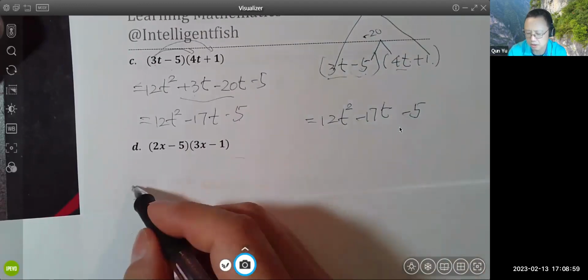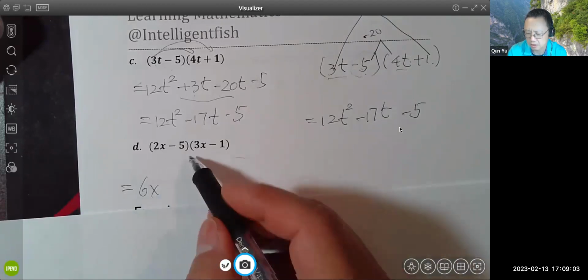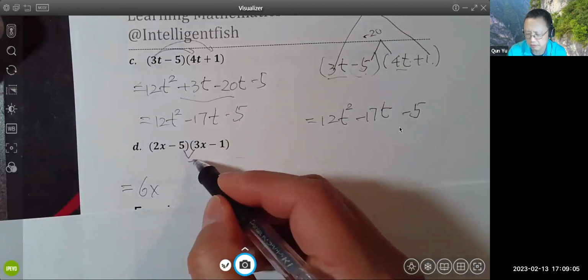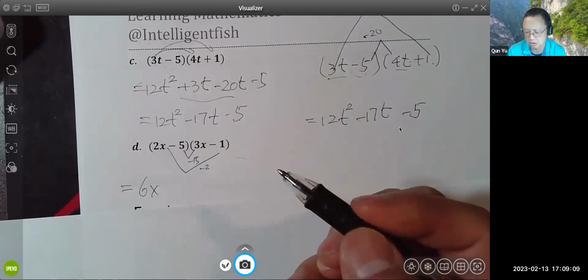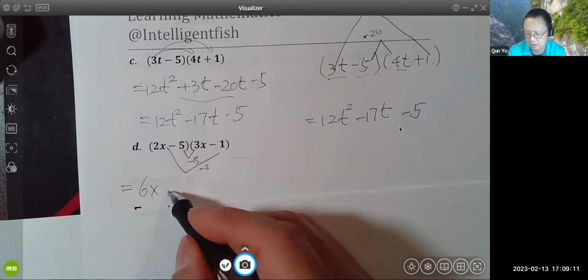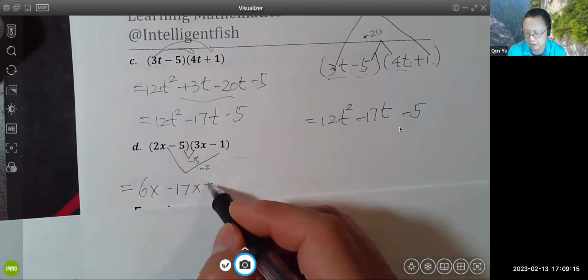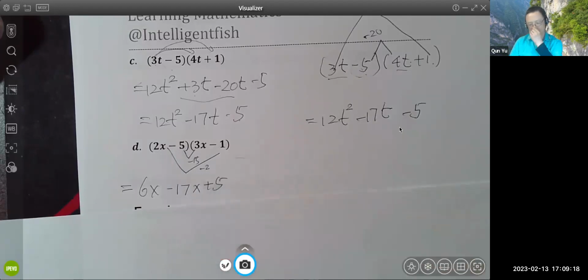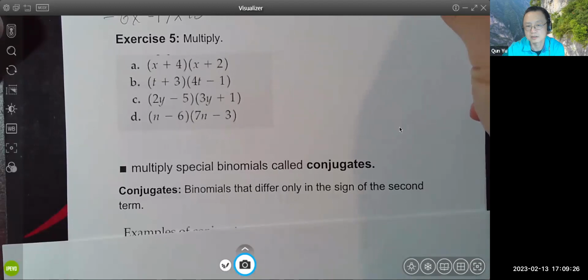So I'm going to do this a little bit faster. 2x, 3x, 6x, and this gives you negative 15. This 2 gives you negative 2. So in total I have negative 17 again. And negative 5 times negative 1, positive 5. So that's the final answer. Okay. Another set of exercise questions.